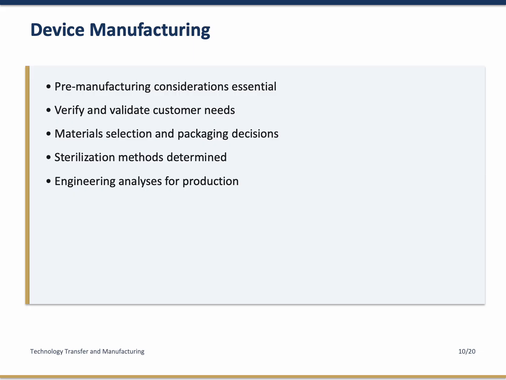Material selection affects both product performance and manufacturing processes. Packaging and sterilization methods must be determined based on product requirements and market needs. Preclinical testing validates design performance. Engineering analyses for production, assembly, and testing ensure manufacturability. Throughout this process, design for manufacturing principles should simplify production while ensuring quality, reliability, and performance.